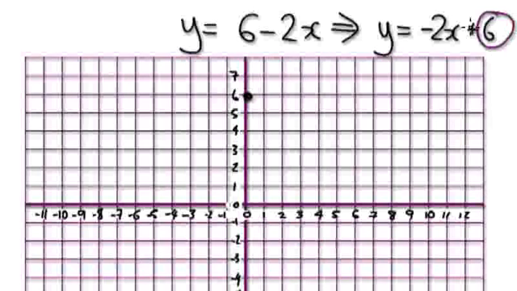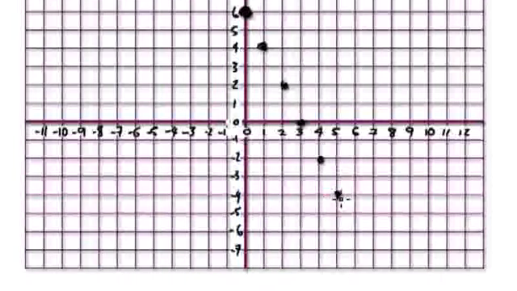So this here is our intercept. The intercept is here. Now gradient of minus 2, well, go 1 across and then 2 down. 1 across, 2 down. 1 across, 2 down. And so on. Okay? So it's just a matter of joining up these points.